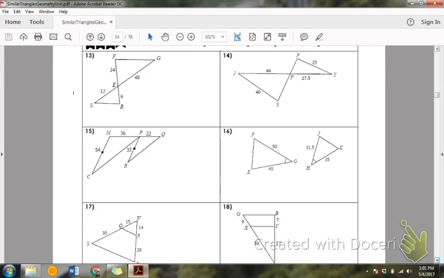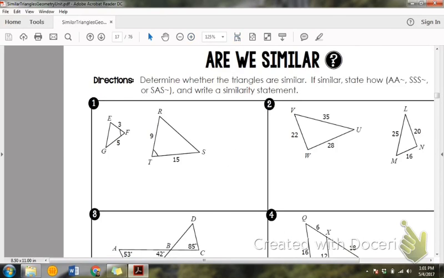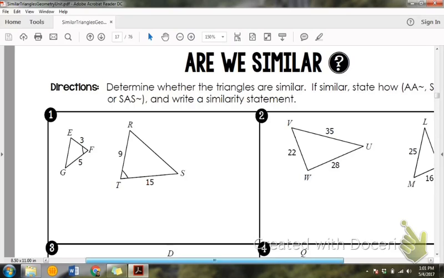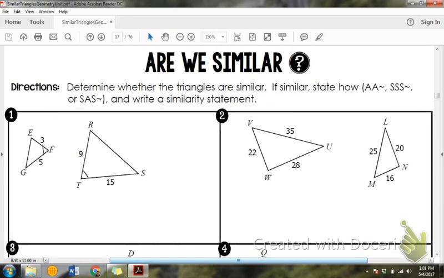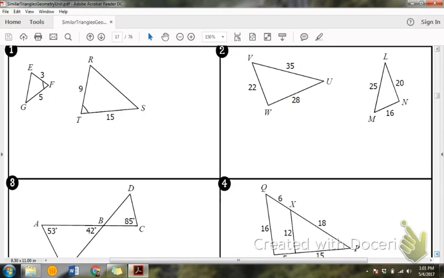Here we go. It says, are we similar? All right, so the first one, what does it look like? Just first glance. It looks like side, angle, side, right? I have the angle in the middle. So we need to check our sides. That's the first thing we're going to do. So let's go ahead and check our sides. Match them up. Small goes with small. Medium goes with medium.